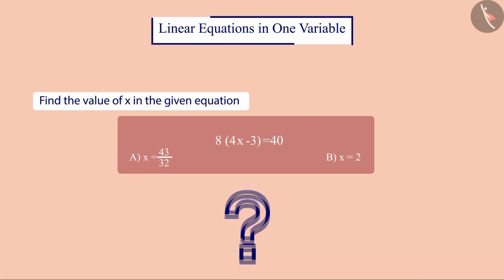The correct answer for this question is option B, that is, x is equal to 2. Now, some of you might have got option A as the answer. Why do you think this happened? Where did you go wrong? Let's find out.